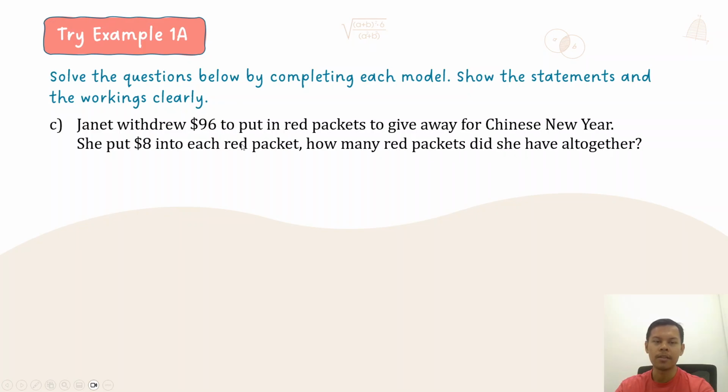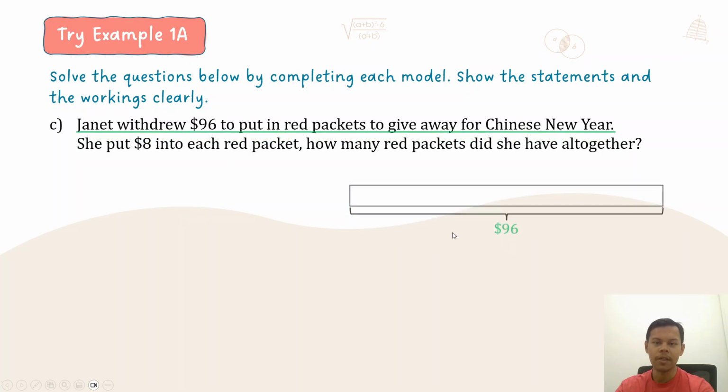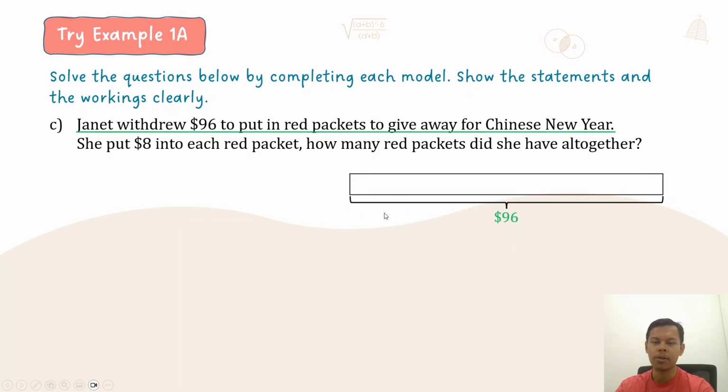So she had $96. So that's the first line. Let's draw a big rectangular box, $96. And then on the second line, it says she put $8 in each red packet. So $8 one packet, $8 another packet, and then $8 another packet. But we don't know how many packets because that is the question that we are looking for.